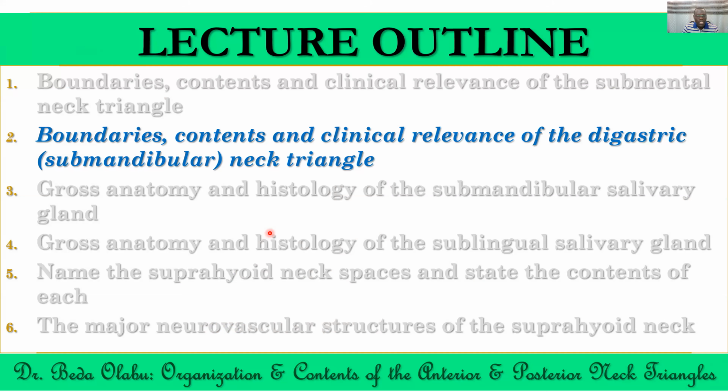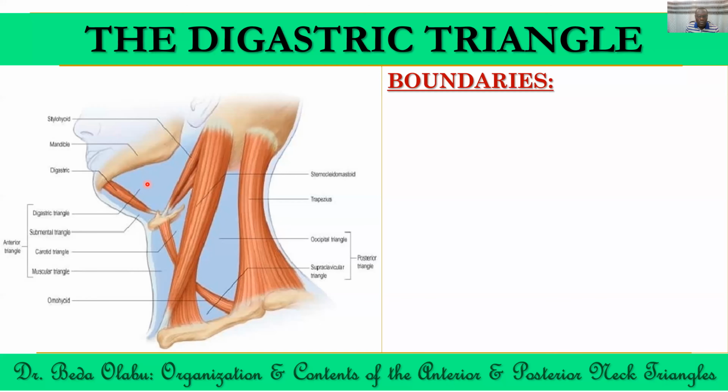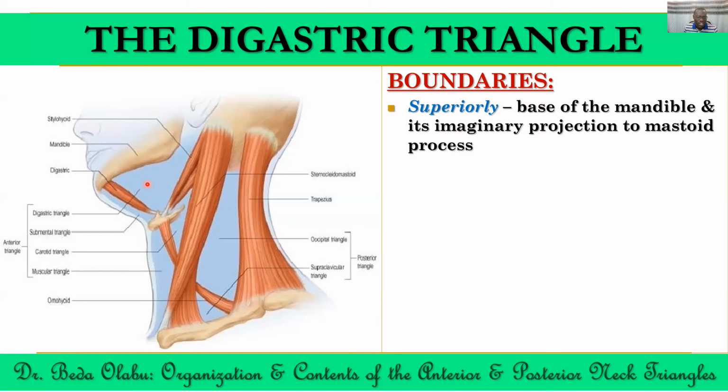We can now go to the second agenda, talking about the submandibular triangle, also known as the digastric triangle. And this is a triangle. The digastric triangle has the following boundaries. So superiorly, we have the base of the mandibular body there. We can extend this posteriorly by an imaginary line from the angle of the mandible there to the level of the mastoid process. So that becomes the base of the triangle.